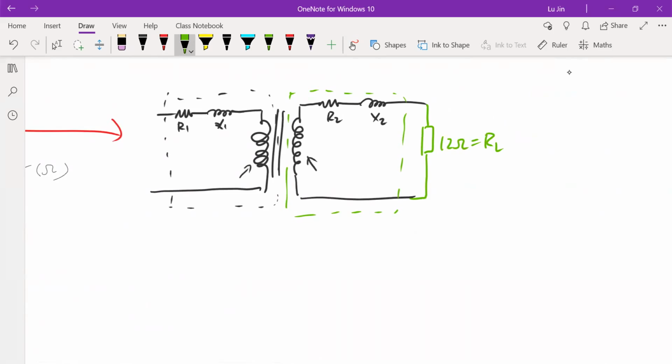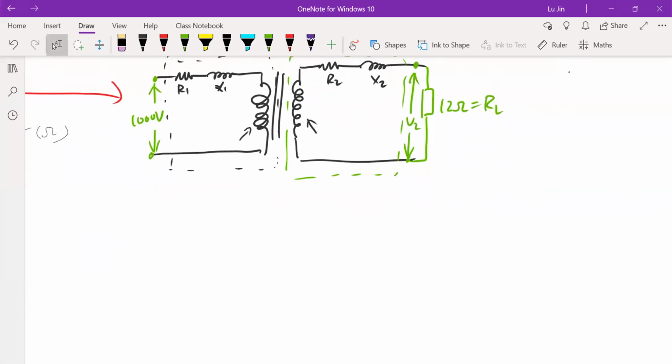So part A is asking: if the applied voltage at the terminals of the primary side coil of the transformer is 1000 volts, in other words, we give 1000 volts between the two terminals of the primary side coil, please calculate V2 at the load terminals of the transformer. That means we want to determine the voltage V2. Now how to do this?